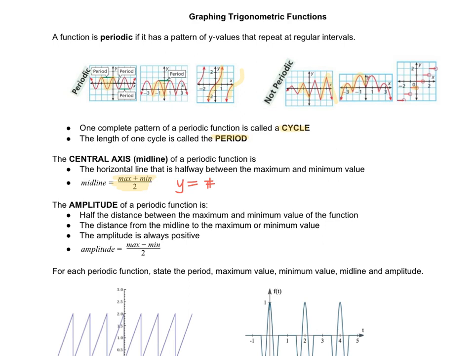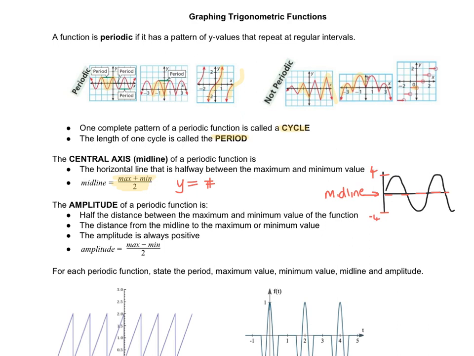So if we just look at this little example, let's say I have something like this. My central axis or my midline is right here because that is my halfway point. And if I had some max and min values, let's say we have 4 here and -4 here, if I add those numbers, I get 0, and when I divide by 2, I also get 0. So the equation of the midline is y equals 0.